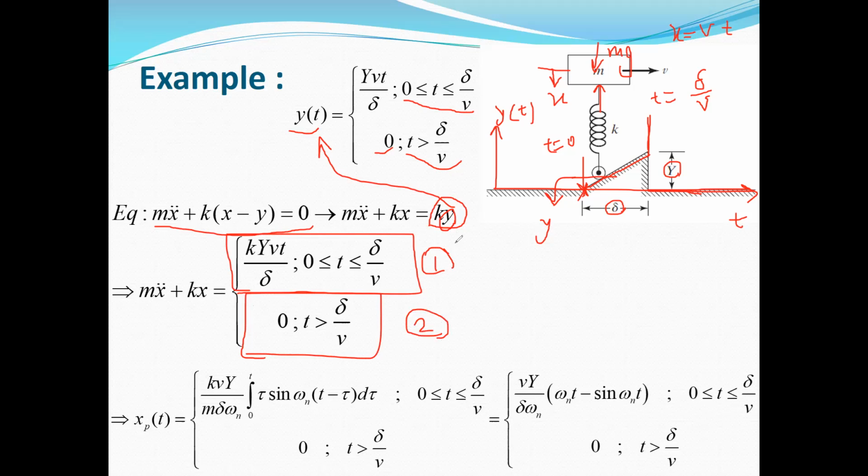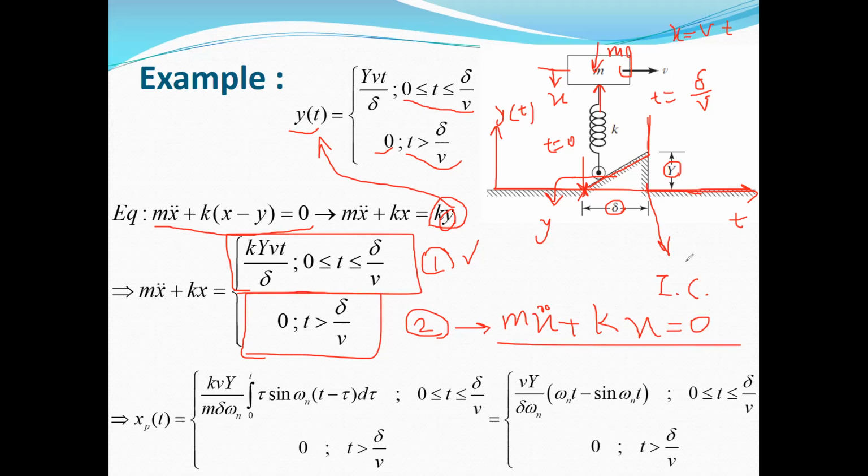As you can see, for part 1 you can obtain the total response using the convolution integral, but for part 2 we deal with a homogeneous equation. In part 2 we have m x double dot plus k x is equal to 0. So this is a homogeneous response, but to solve this equation you need some initial conditions, definitely, and these initial conditions are the displacement and the velocity at this point, t is equal to delta divided by v.